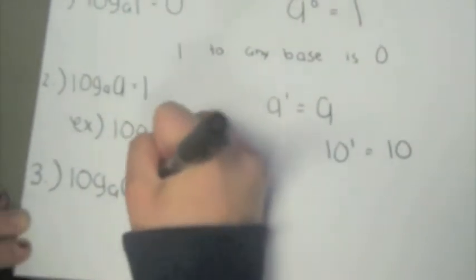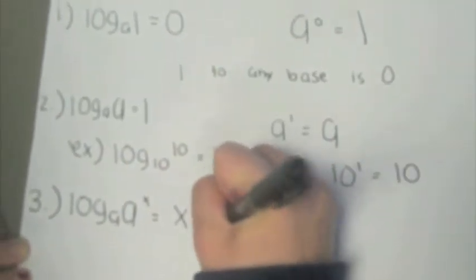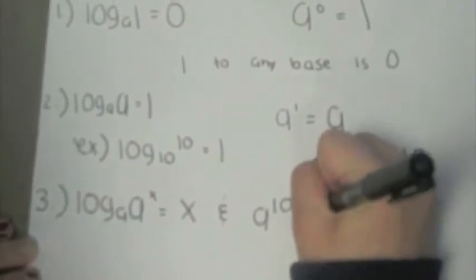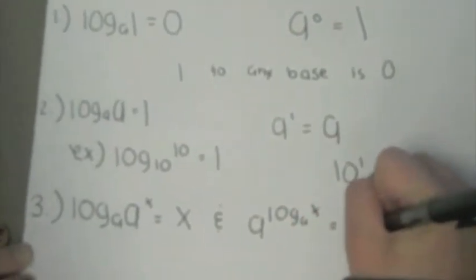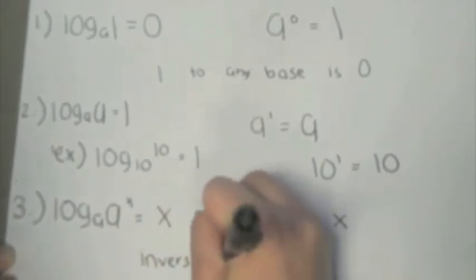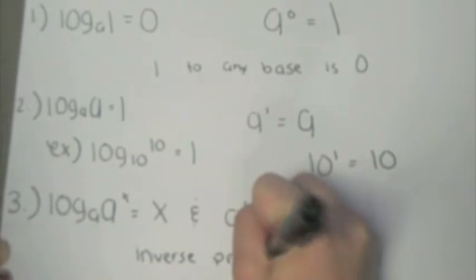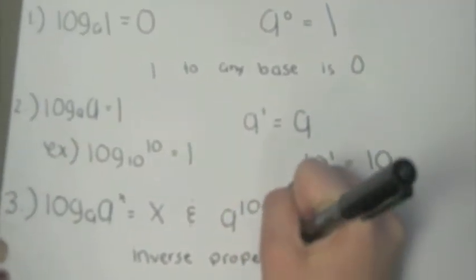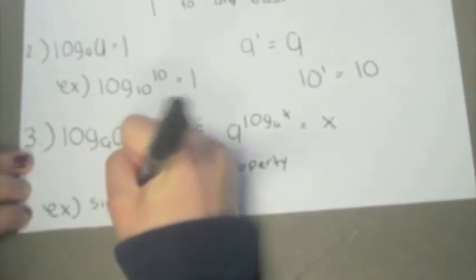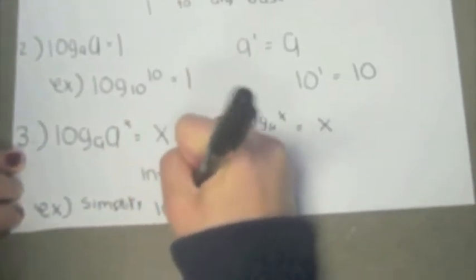Property 3 is log base a of a to the power of x equals x, and a to the power of log base a of x is equal to x. This is an inverse property. For example, if you simplify log base 5 of 5 to the power of x, this is equal to x.